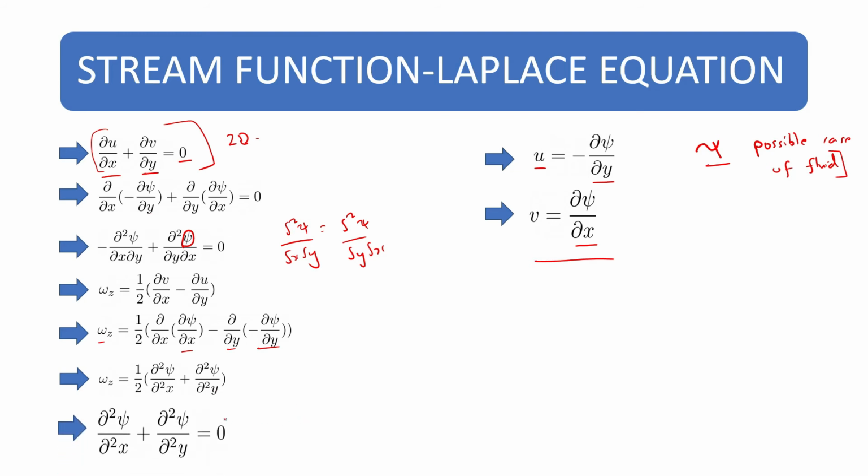And if ∂²psi/∂x² plus ∂²psi/∂y² is equal to 0, that means this is a case of irrotational flow. And this is the Laplace equation. So if psi obeys Laplace equation, that means it is an irrotational flow. And if stream function psi exists, that means it is a case of possible steady fluid flow.